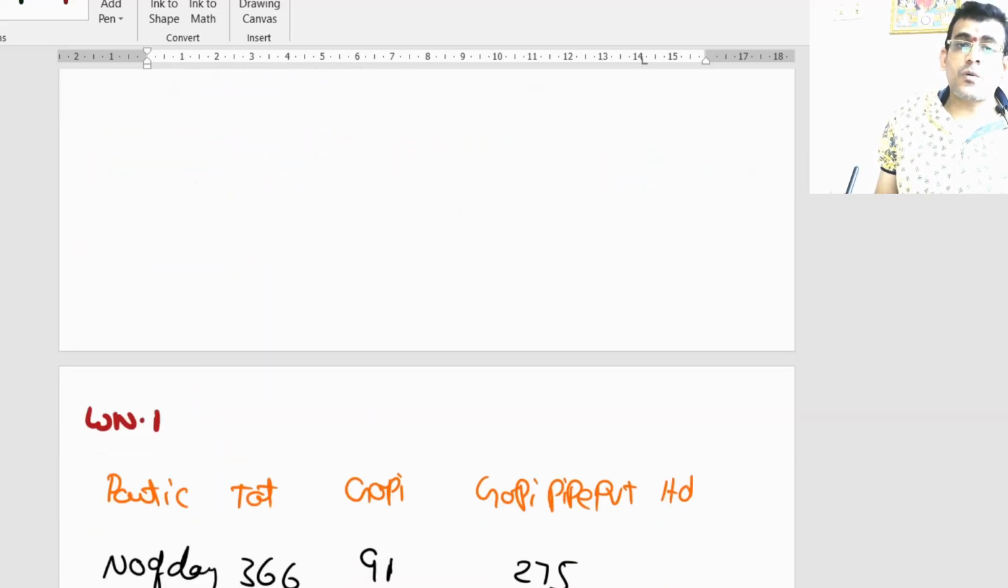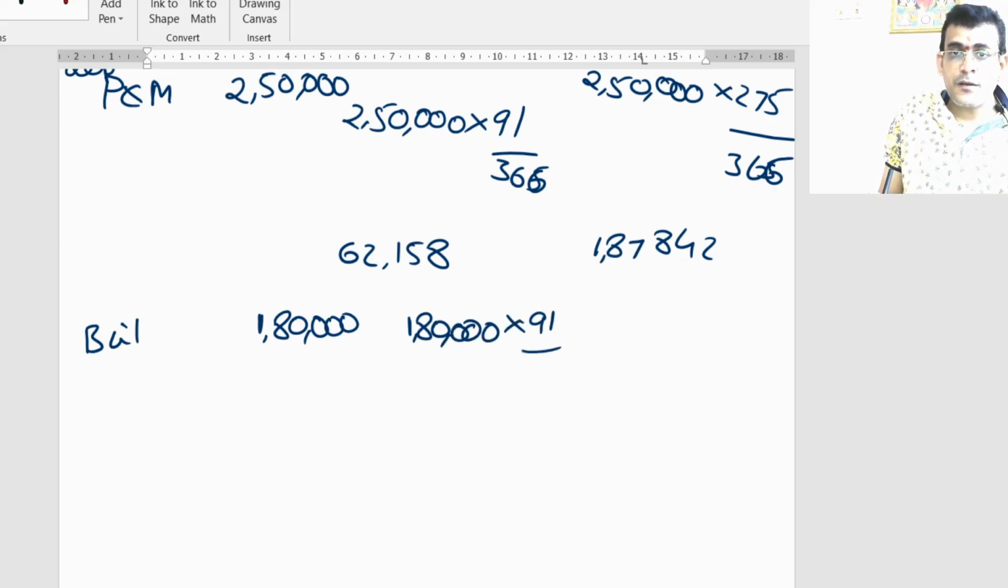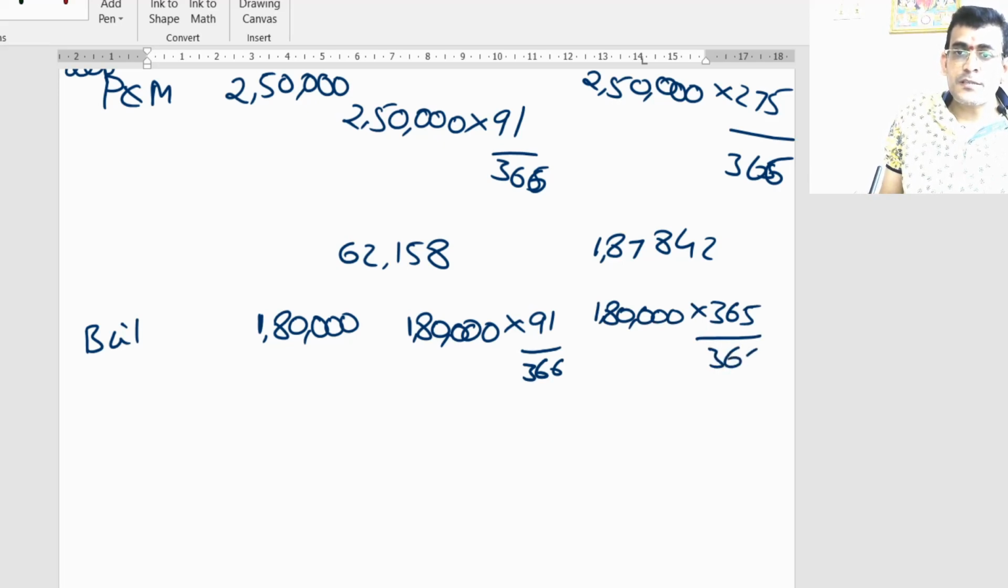Now let us also do for building. If I look into the building, what is the total depreciation of building? The total depreciation of the building is coming to 1,80,000. Same situation will repeat again, 1,80,000 into 91 divided by 366. That you are getting into 44,754. 44,754 is the value.